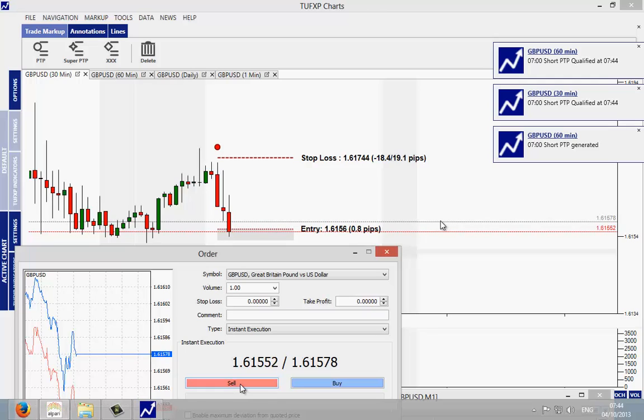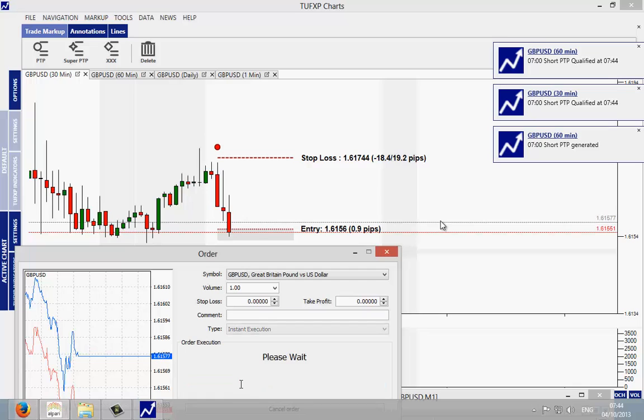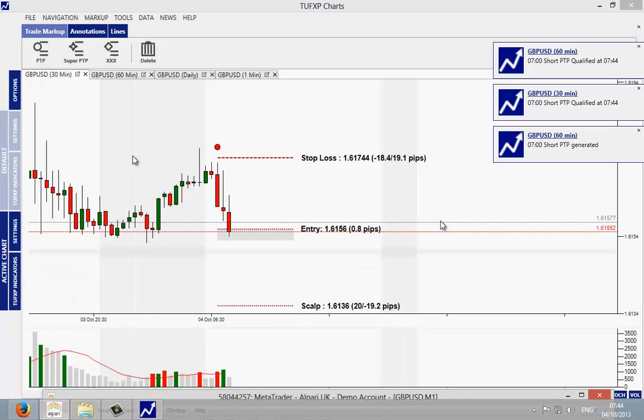So now I'm happy I've got a bit of a bounce and it's starting to move lower again, so I'm going to left click on sell, and we see the order then being processed and the trade filled.